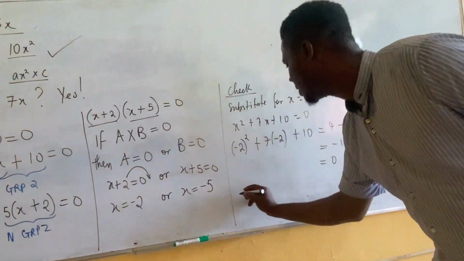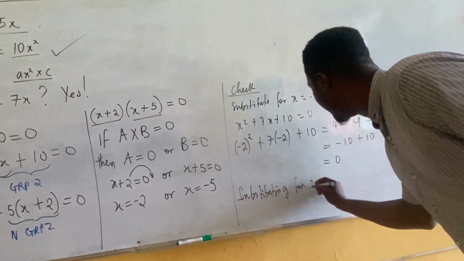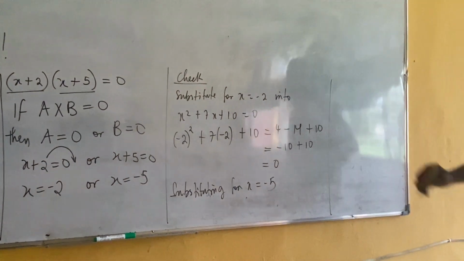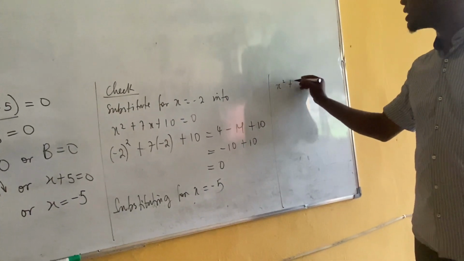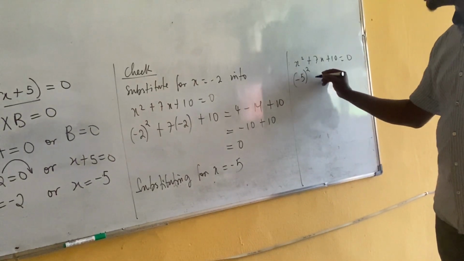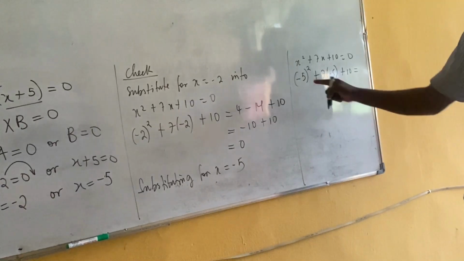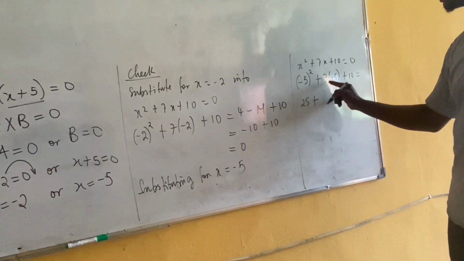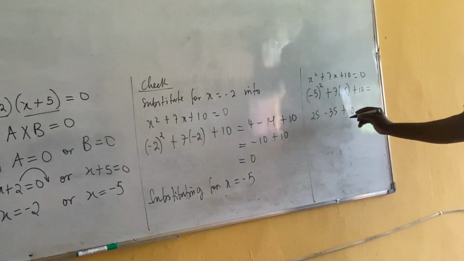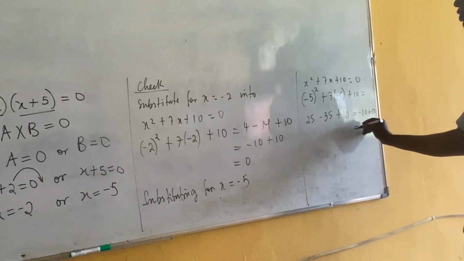Again, you can also test by substituting for x equals minus 5. Okay? If you substitute for x equals minus 5, you would also see the same thing. Now, x squared plus 7x plus 10 equals 0. Put in place of x minus 5: minus 5 squared plus 7 times minus 5 plus 10. Let's see what it gives. Minus 5 squared is 25. 7 times minus 5 will give you minus 35. Then plus 10. Okay? This will be equal to 25 minus 35 will give me minus 10 plus 10. This reduces again to 0.